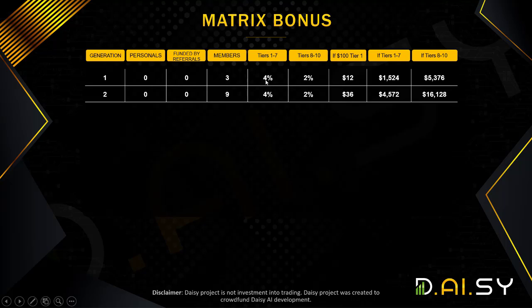And with the matrices 8 to 10, which are much more expensive matrices, with those you get 2% on each person that falls underneath you in the matrices.